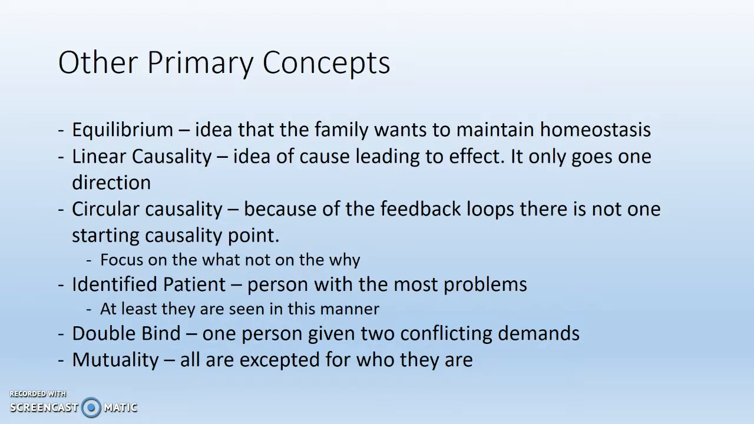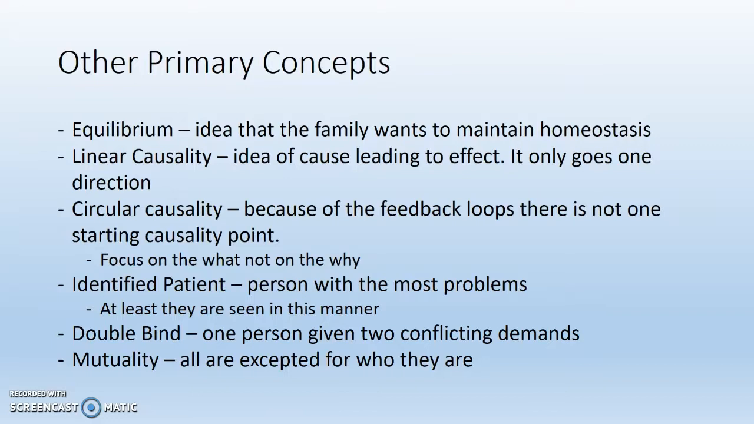Some of the other primary concepts that were included in the book were equilibrium, which we've seen before, but basically that idea that the family wants to maintain homeostasis, that they don't like to change, or if they do change, they want to regain that balance and normality.